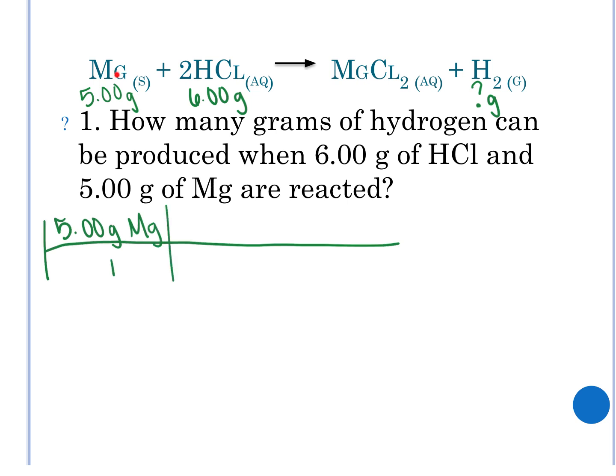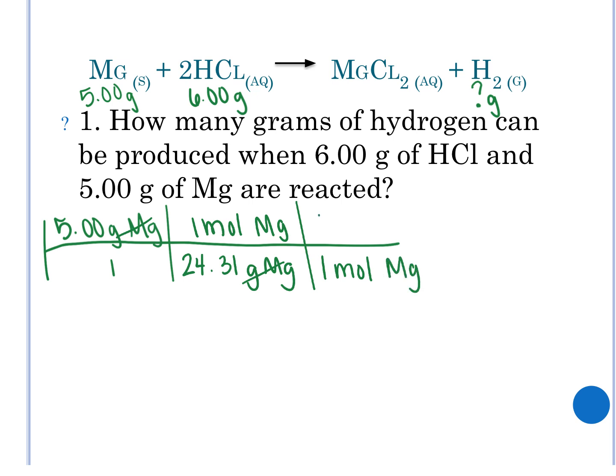So we start with 5 grams of magnesium. And can we just go from grams of magnesium to grams of hydrogen? Okay, what unit do you have to convert to? Okay, we've got to convert to moles. So how do we get from grams to moles? Okay, what's the molar mass of magnesium? Okay, so 24.31 grams of magnesium is how much 1 mole weighs. All right, and then now what's the ratio of magnesium to hydrogen? 1 to 1. So for every 1 mole of magnesium, we get 1 mole of hydrogen.